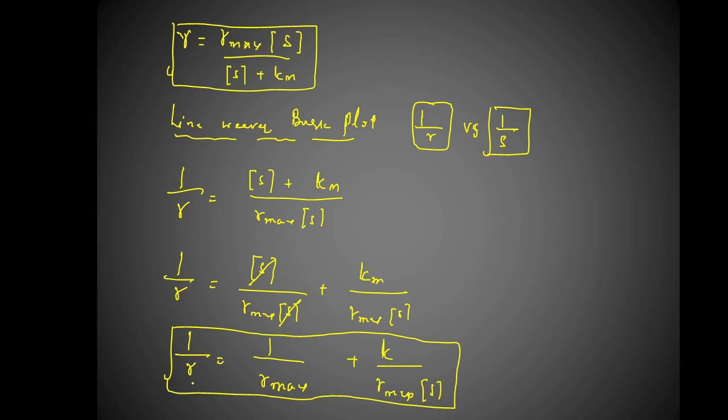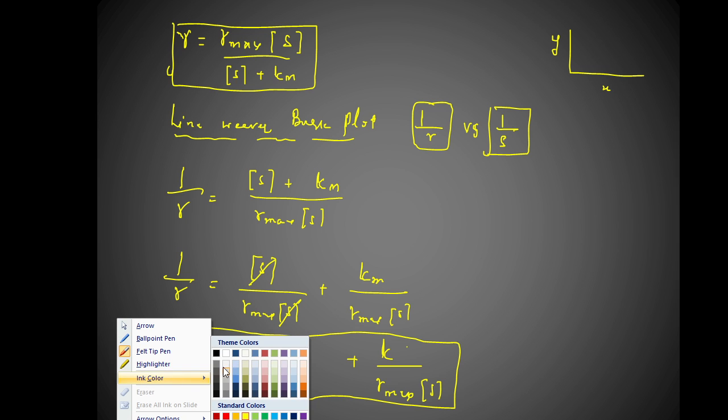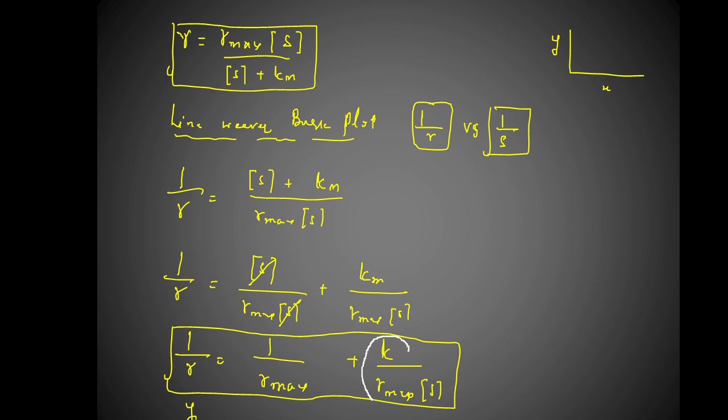Now see, this equation is of the type, let me take it as Y. I will plot a graph between the y-axis and x-axis. Let 1 upon R be y, this term be M, and this be X, that is 1 by S, and this is the C, the intercept. So it becomes an equation of the type y is equal to mx plus c.